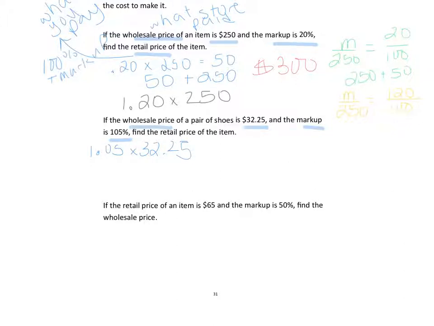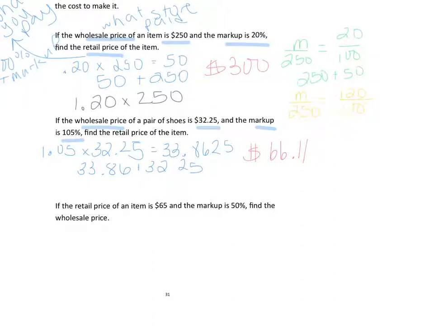Now, we can go through, multiply that out, and we end up with 33.8625, but we know we can't deal with that when we're dealing with money, so we have to round it to get 33.86. The 2 makes the 6 stay the same, so we get $33.86 plus the wholesale price of $32.25, and that's how we end up with it costing $66.11.